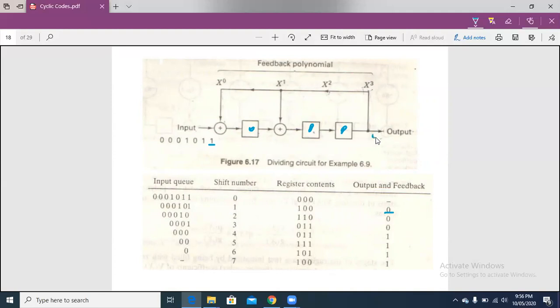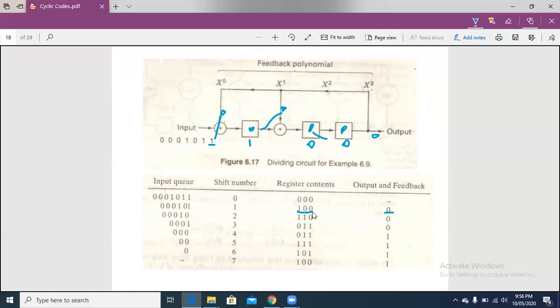So this output will be fed back here, and this 0 will be fed back here. And this 0, 1 exclusive OR will give us 1 here, and this 0, 0 exclusive OR will give us 0 here, and this 0 will be shifted here. So at the next time, you see that the contents changed to 1011. This is the first shift.